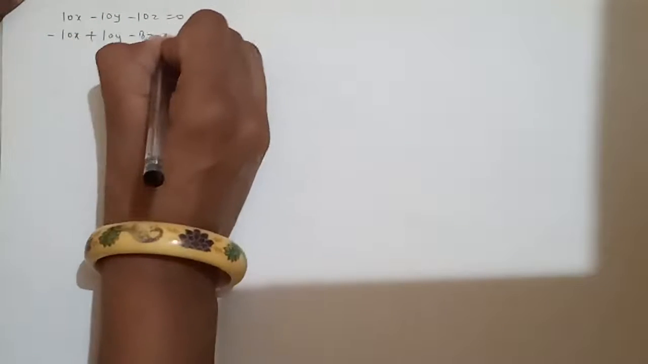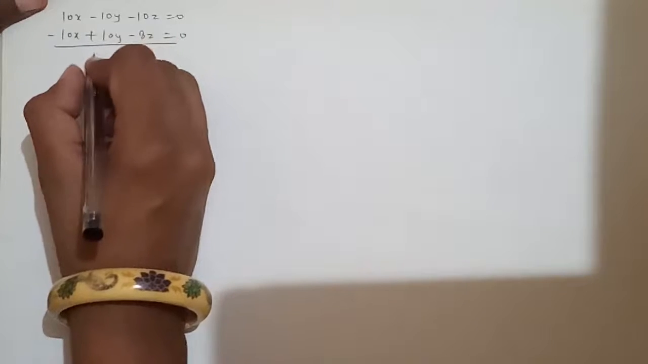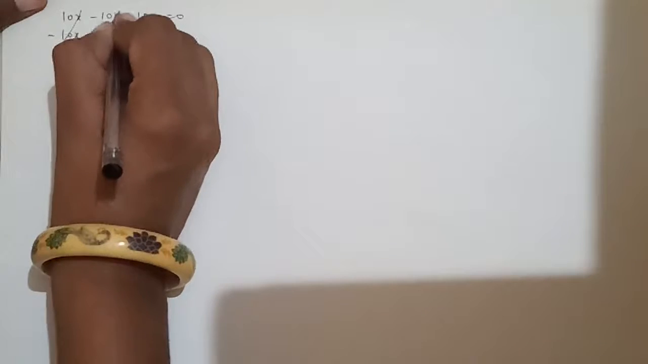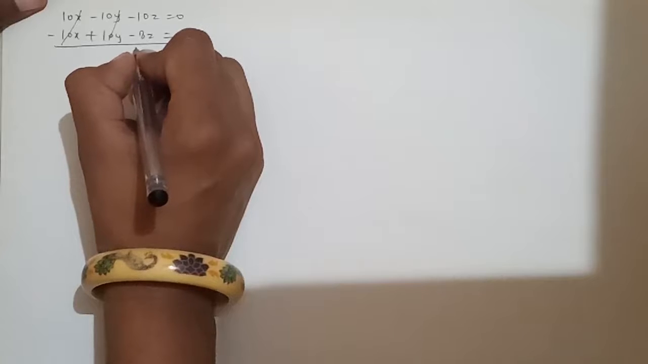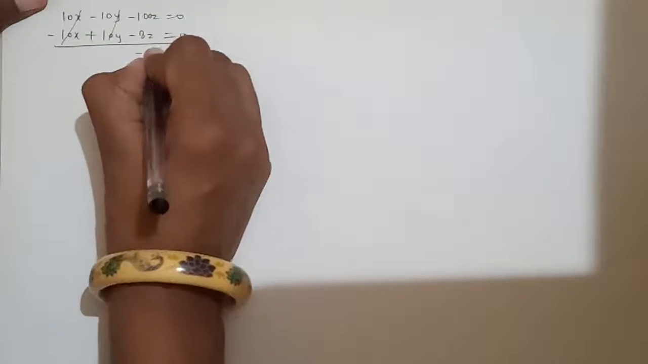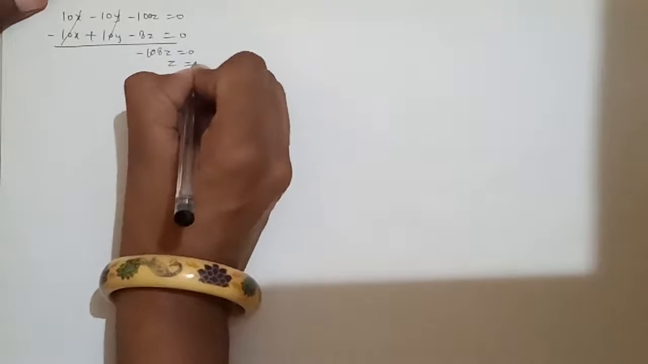Now on solving the first two equations, we get 10x minus 10y minus 10z is equal to 0, and minus 10x plus 10y minus 8z is equal to 0. Adding these, the x and y terms get cancelled. So this implies 108z is equal to 0. Therefore we can say z is equal to 0.